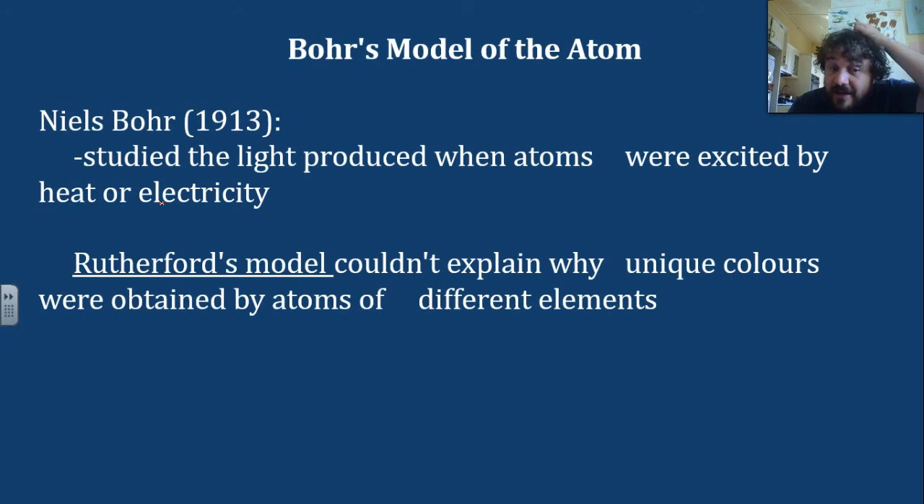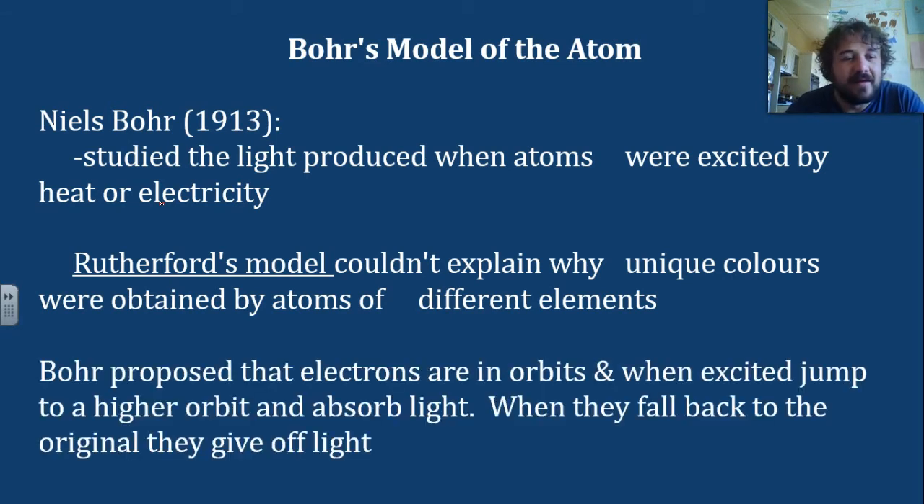So Rutherford's model, Rutherford couldn't explain why unique colours were obtained by different elements. He's like, oh bro, I don't know. And it turns out that Bohr was a student of Rutherford. He was much younger, and he was a student of his. But I don't know why I struggle with that one. That made perfect sense.